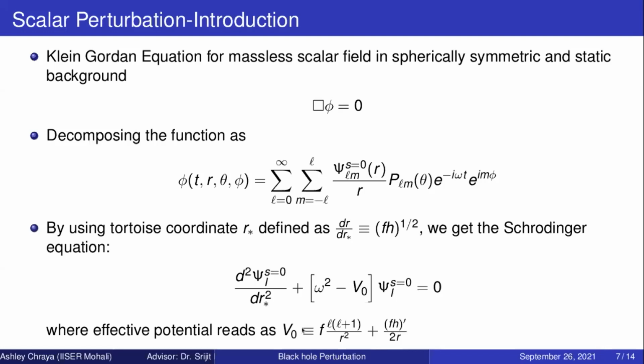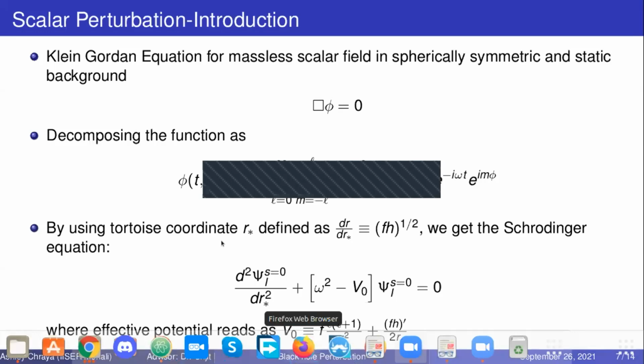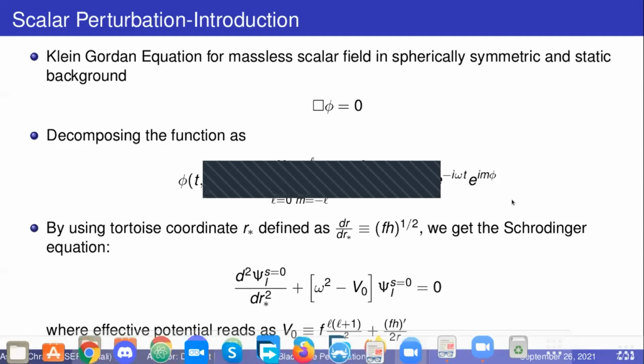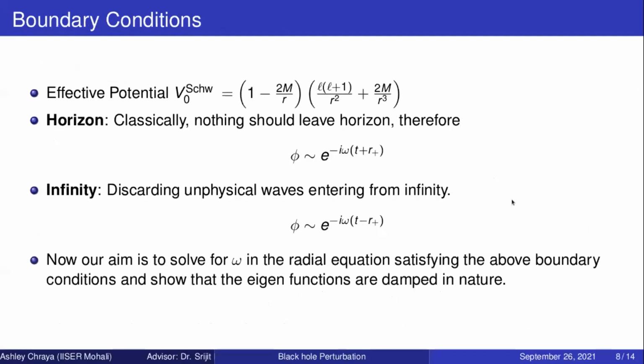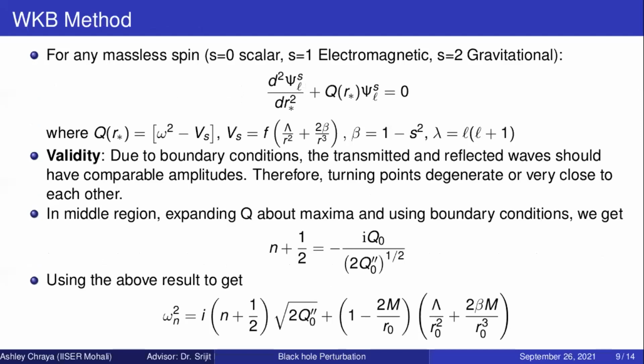So one important point I want to tell you here is that f and h are general. Till now I haven't talked specifically about Schwarzschild or any background. And also I have talked only of the scalar field. But now we can take electromagnetic and gravitational perturbations also, like this.